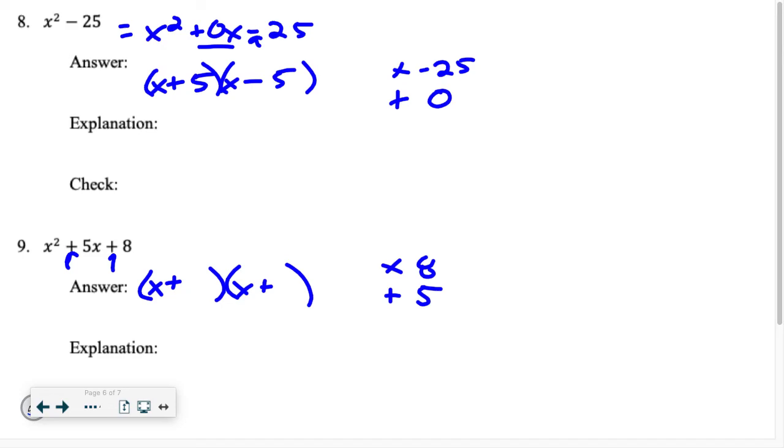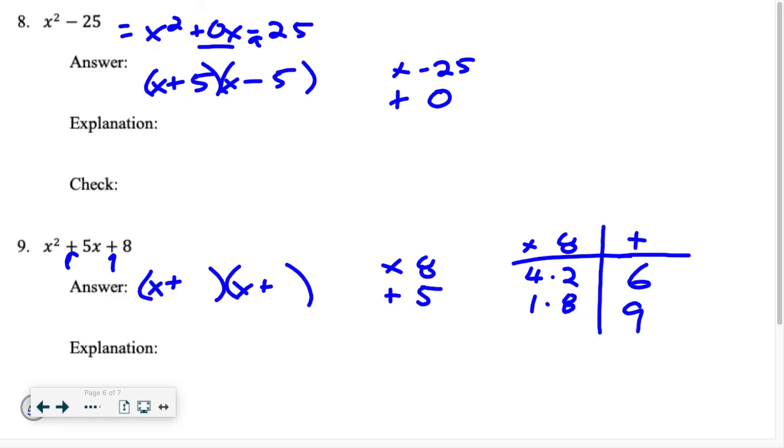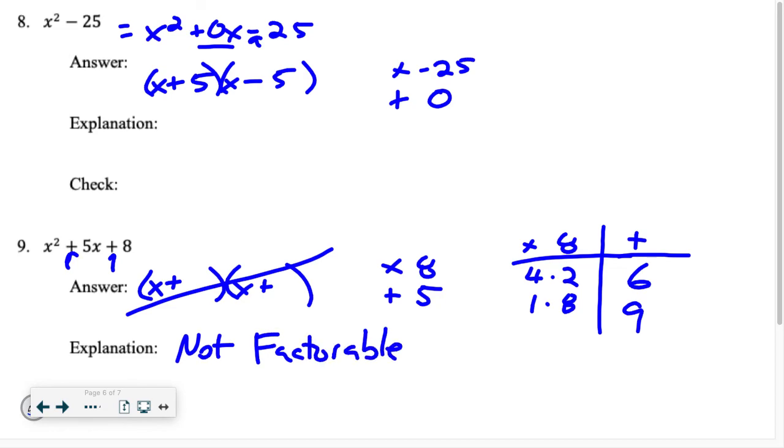If I try to multiply to 8, here are all my possibilities of multiplying to 8. I've got 4 and 2, 1 and 8, and that's it. If I add these together, I get 6 and 9 here. Doesn't work. Therefore, I actually cannot factor this. This is not factorable. So if I cannot factor it, I'm done. If the directions say to factor the trinomial and I can't factor it, then I'm done.